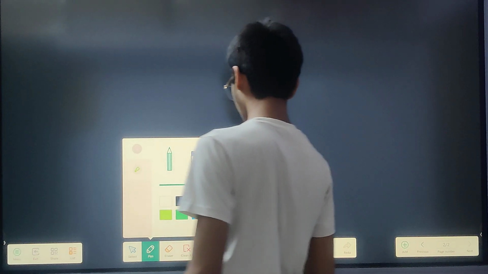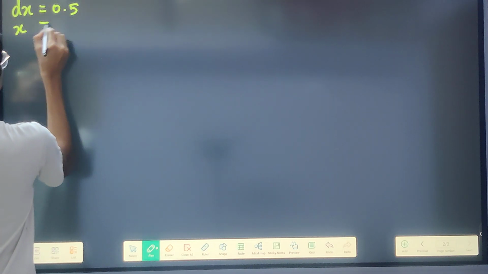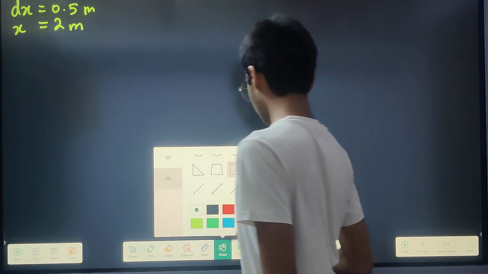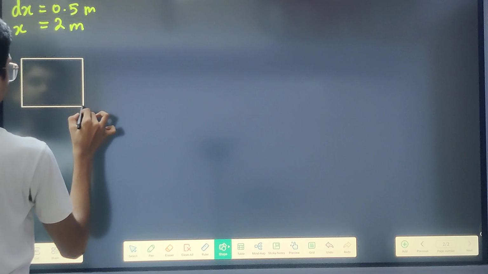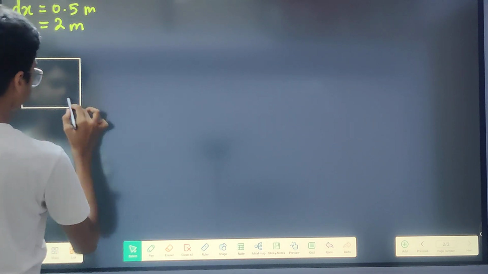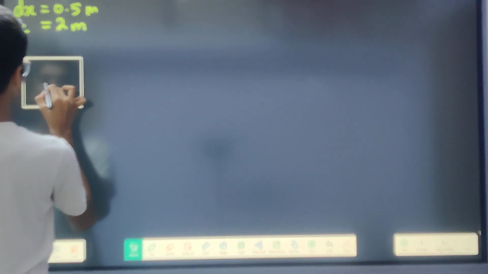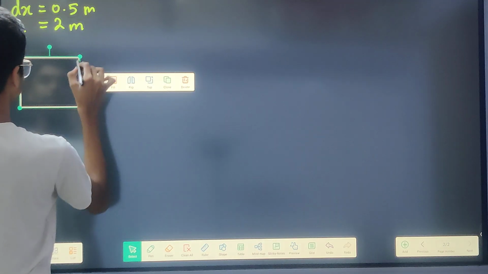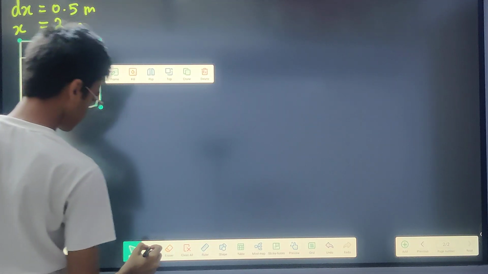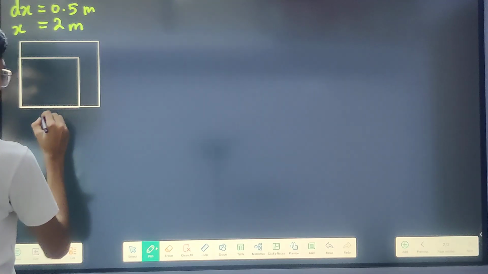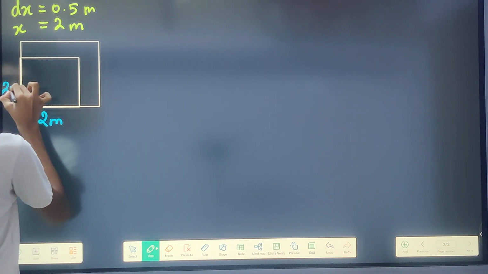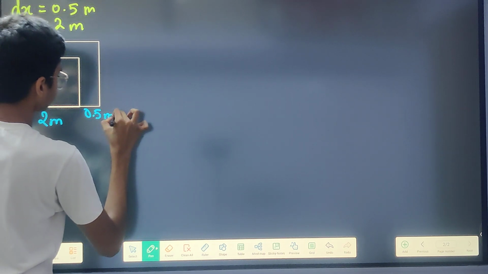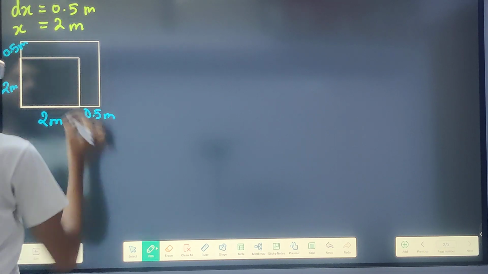Now I will give you another example. Now we will try dx is equal to 0.5 and x is equal to 2 meters itself. So the same thing. This is going to be 2 meters, here also it is going to be 2 meters. Here it is going to be 0.5 meters, here also it is going to be 0.5 meters.